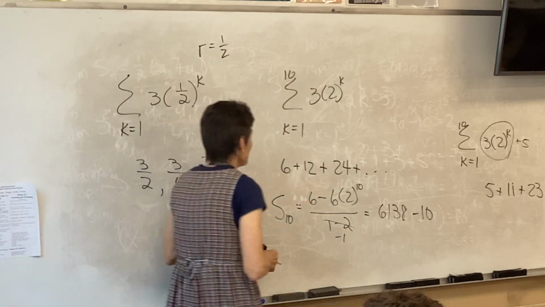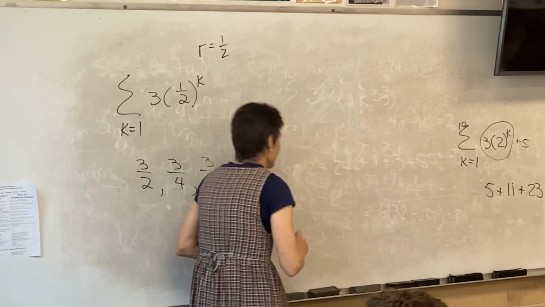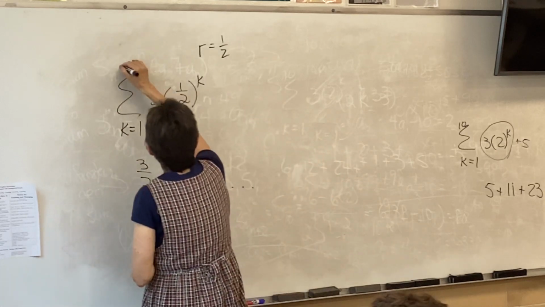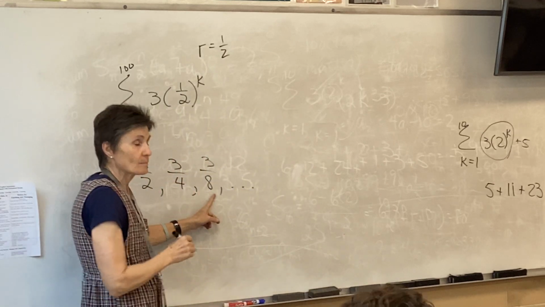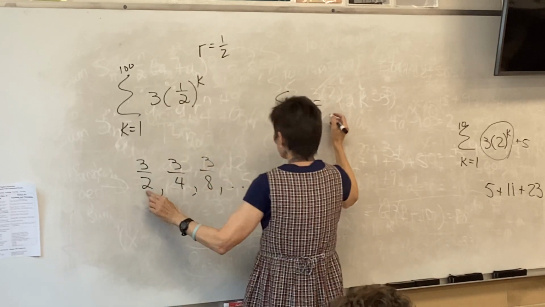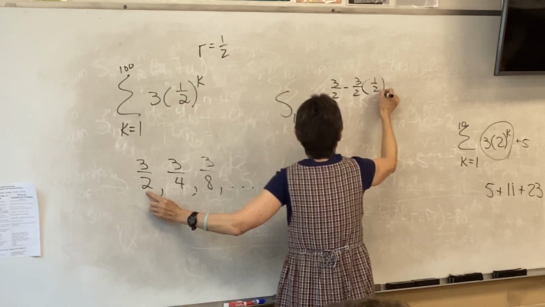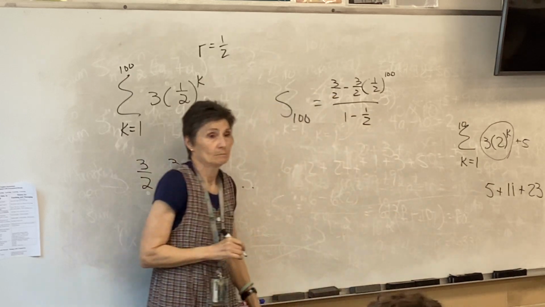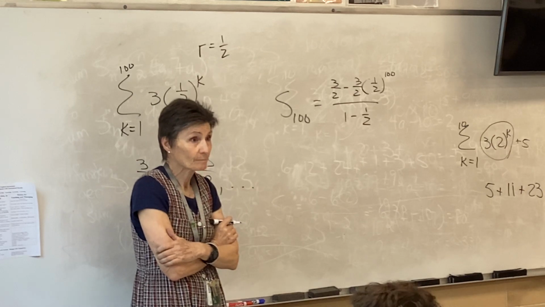Now you guys, I want you just to think about this for a second. Let's pretend there is a number on the top. Let's pretend there's 100 up there. I still would start like this, right? My formula that I erased would say S sub 100 is my first term minus my first term times my ratio to the 100th over 1 minus the ratio. Would you agree with that? That's what it would look like?